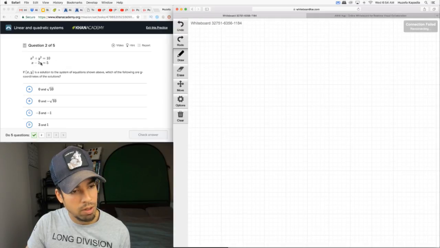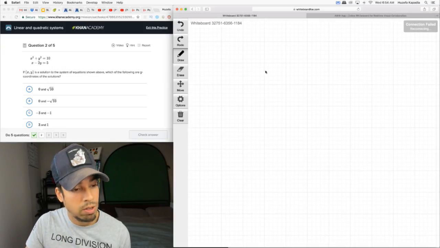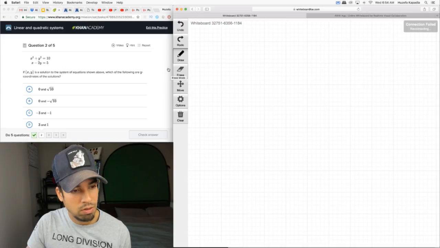This is actually a circle, by the way, and this is a line. I'm just trying to see if there's any faster way that I can think of. I think we just got to do substitution.